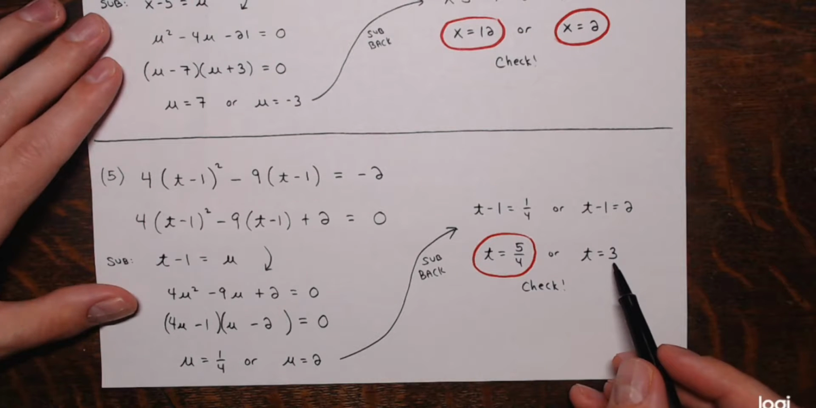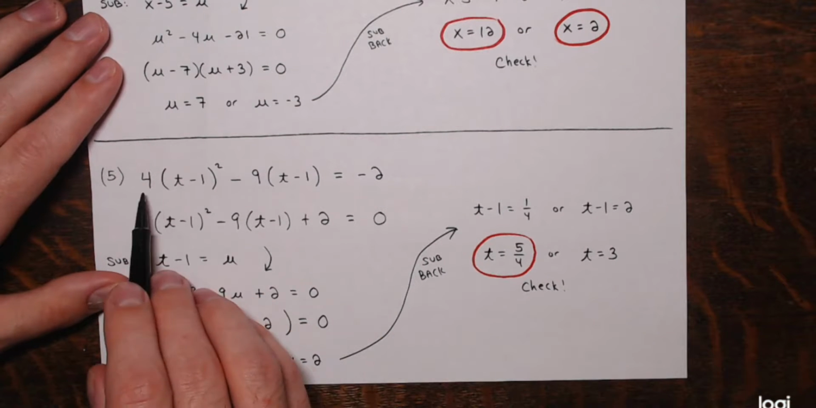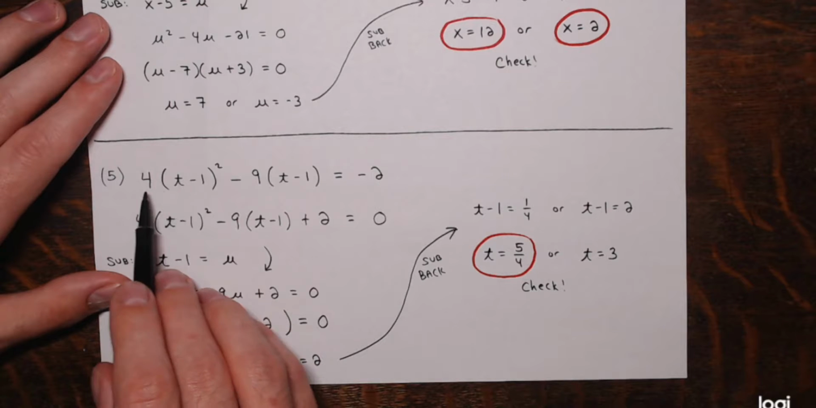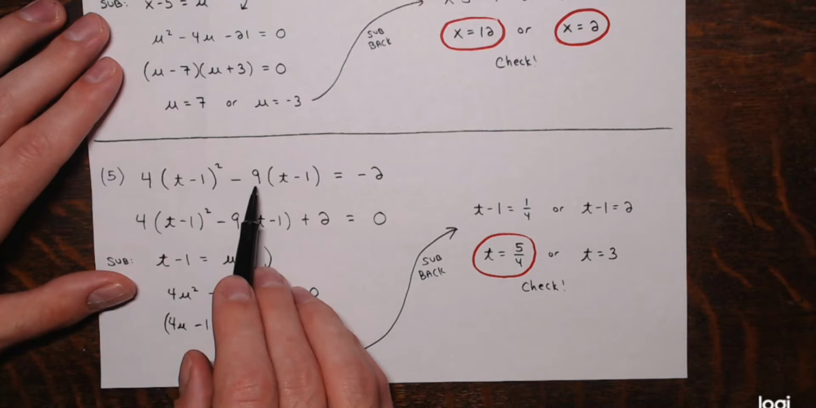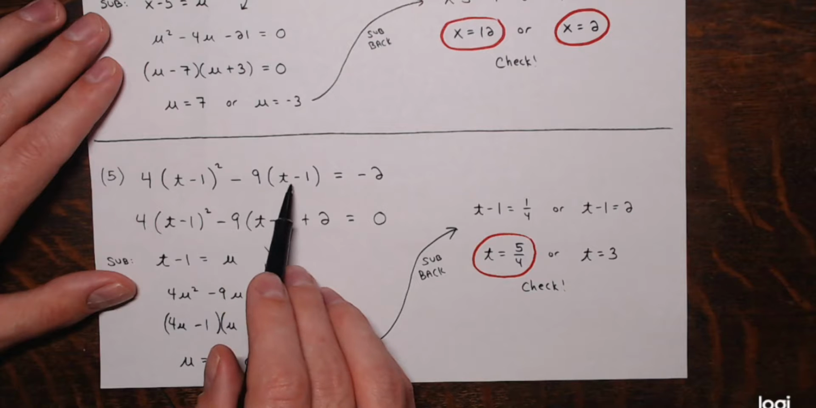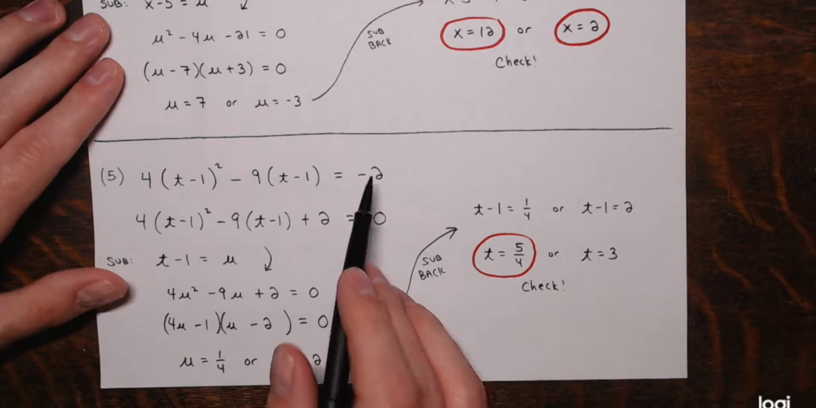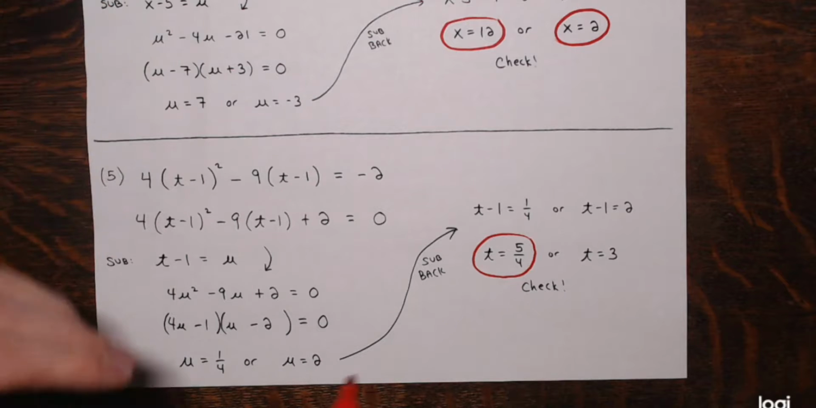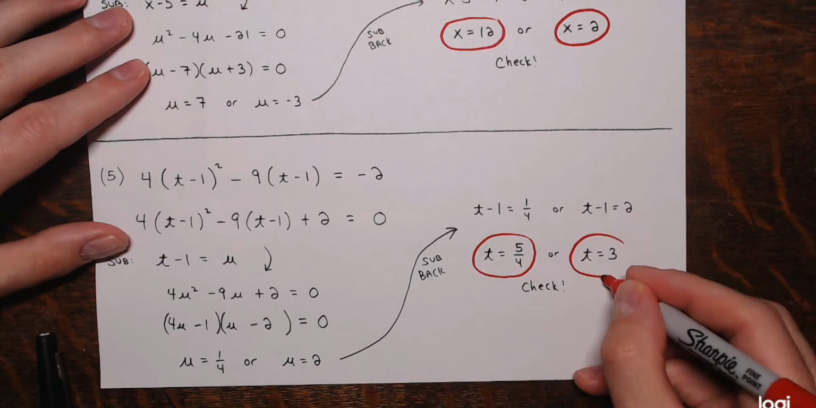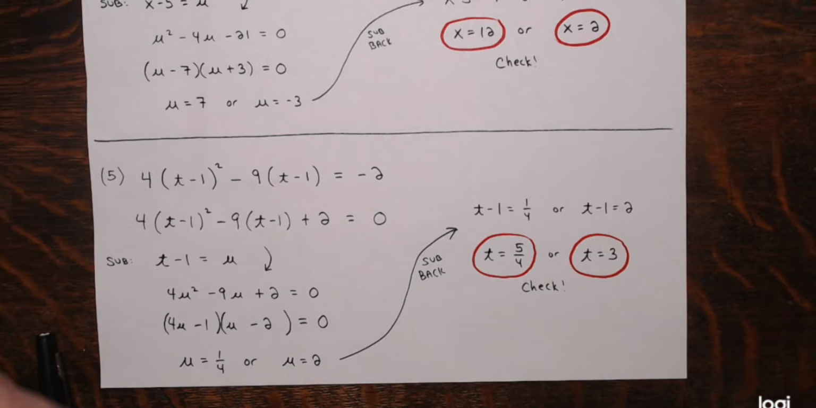And then when t is 3, you're getting 4 times 4, which is 16 here, minus 18, 9 times 2. 16 minus 18 is negative 2. You get negative 2 equals negative 2 again. Hooray, so no extraneous solutions again. Both work, 5/4 for t and positive 3 for t. Wonderful. And that's all I got here.